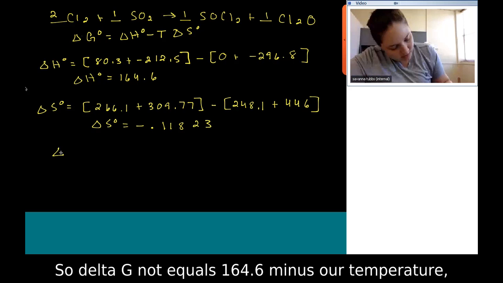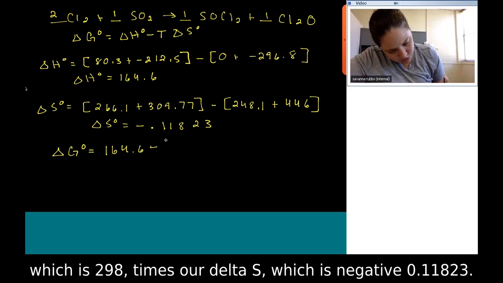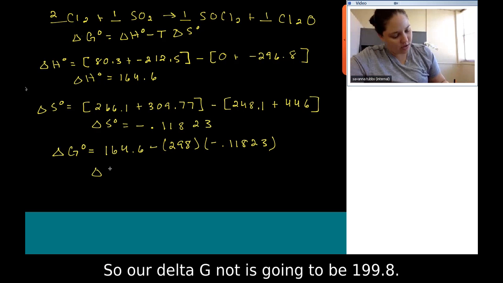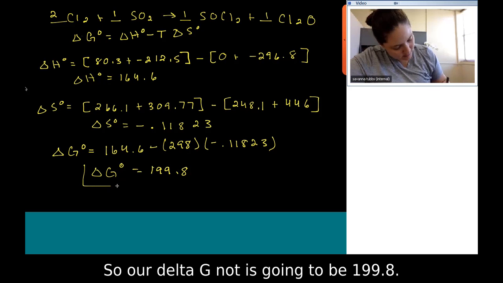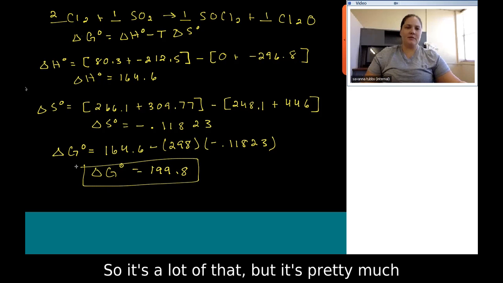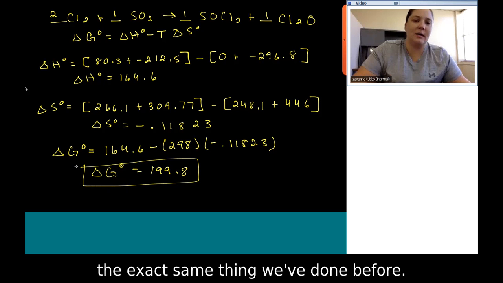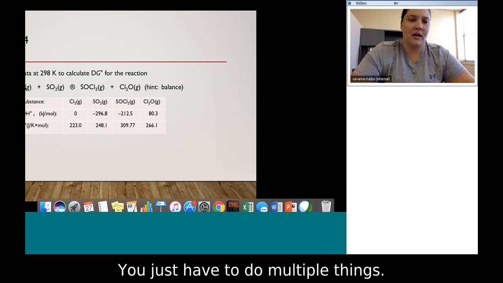So delta G naught equals 164.6 minus our temperature, which is 298, times our delta S, which is negative 0.11823. So our delta G naught is going to be 199.8. So it's a lot of steps, but it's pretty much the exact same thing we've done before. You just have to do multiple things.